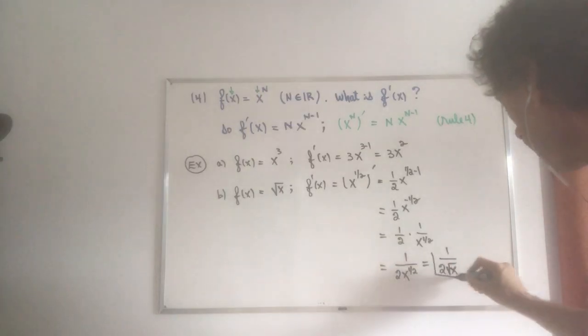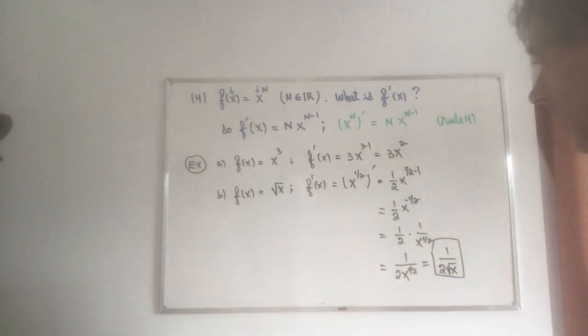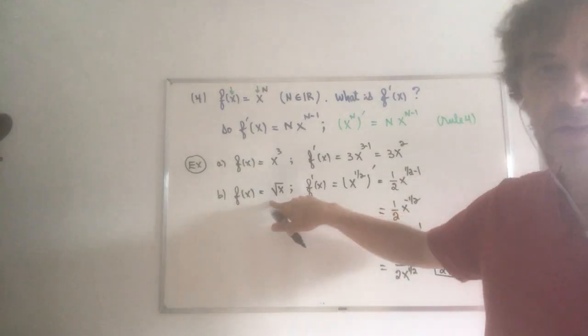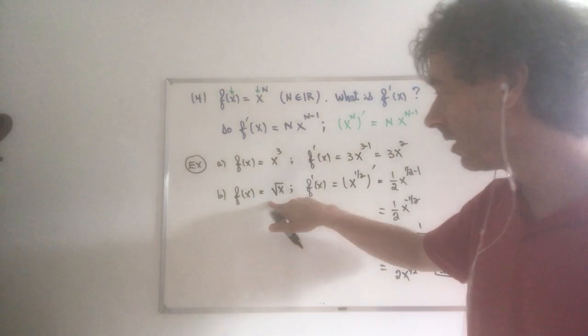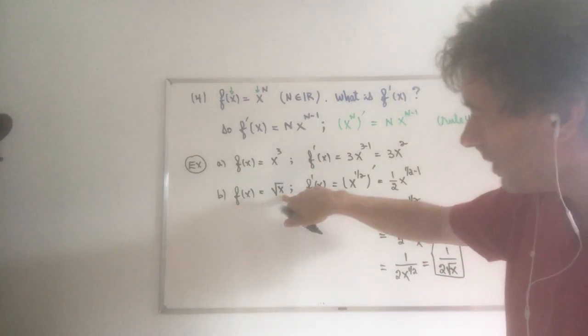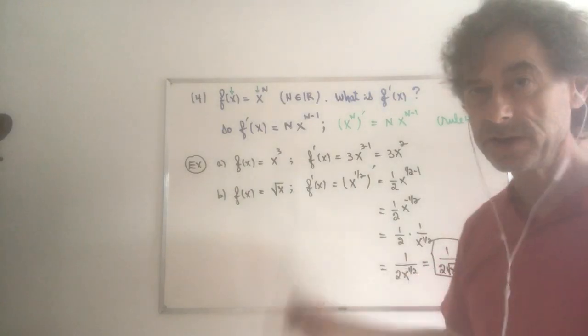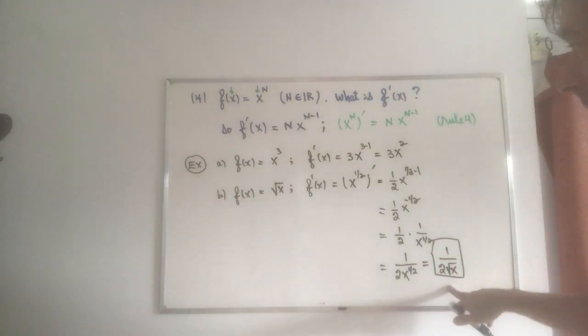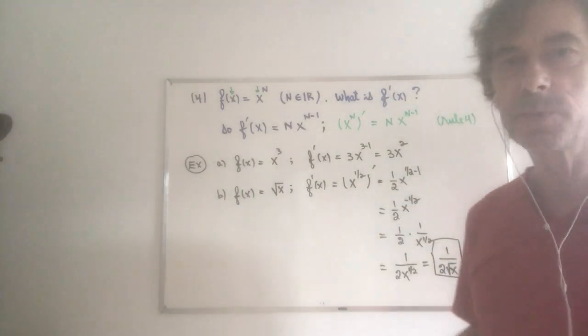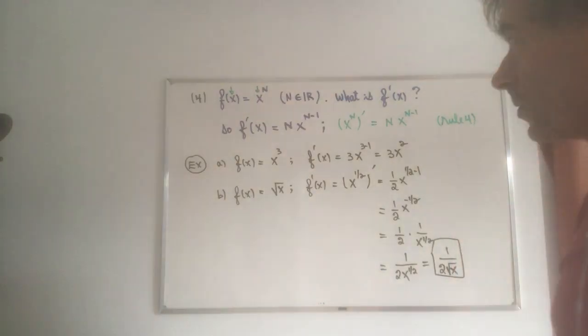Once again, if you did the limit definition on this, you would get the root of x plus h minus the root of x over h. You would have to do the conjugate. It would take you a long time, and you would get this in the end. So this is a much, much shorter way to get this.